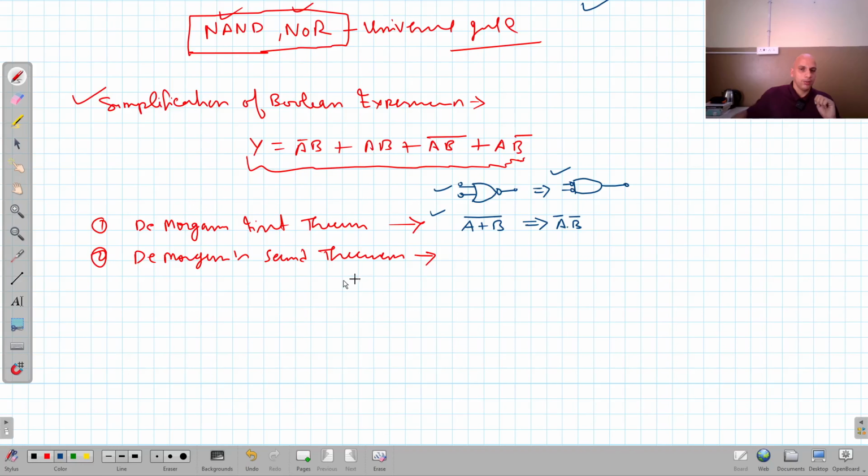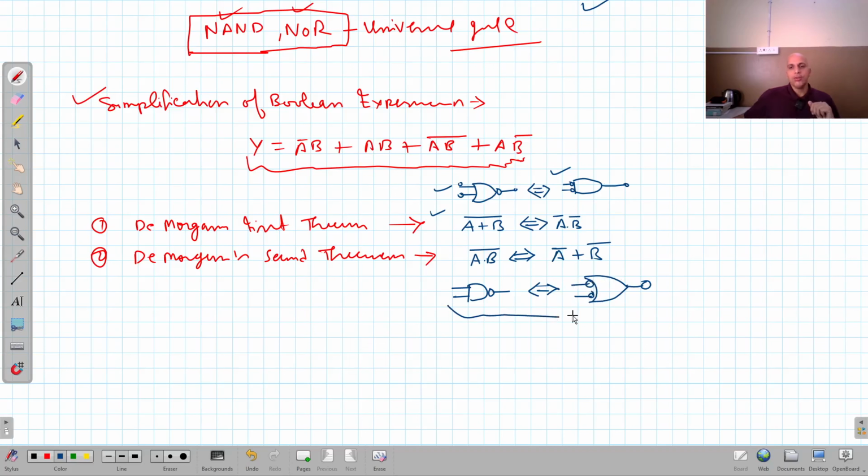Similarly, De Morgan's second theorem links the NAND gate. NAND, A and B. NAND gate is equivalent to the bubbled OR gate. A plus B, same thing, but now the Boolean logic is reversed. NAND gate is equal to bubbled OR gate. So NAND gate, this is NAND, right? That is equivalent to the bubbled OR gate. This is OR gate, right? Bubbled means two inputs are inverted before applying the OR operation. So these two theorems you have to remember.